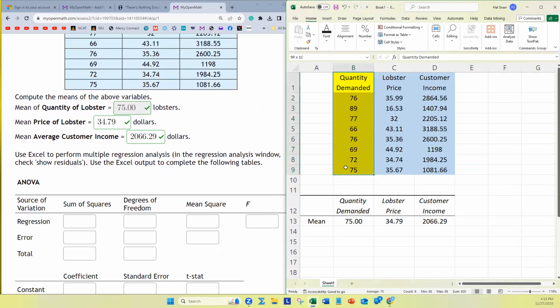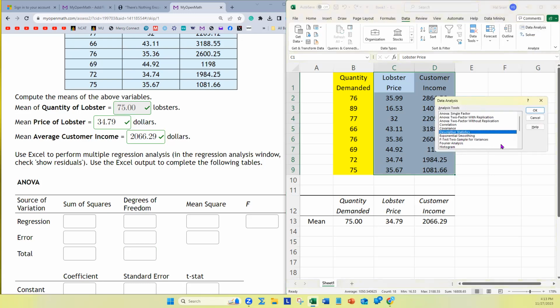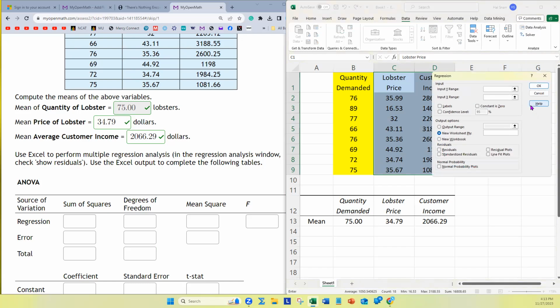Again, we want to predict this value using these values, right? So let's go to data analysis, and then we're going to find regression down here. Now, does everybody have this tool? Everybody has this tool, right? The data analysis tool. You want to click on the data tab right here, and then you should see data analysis over on the right.